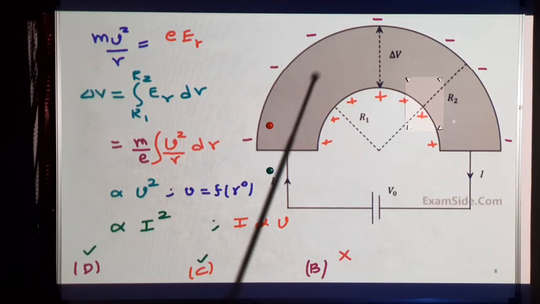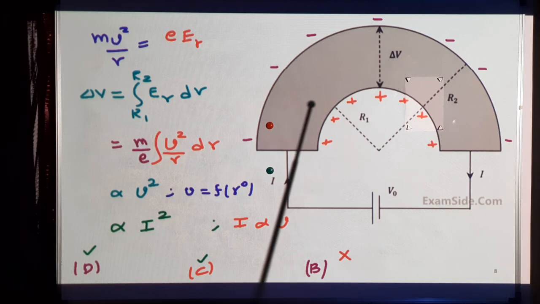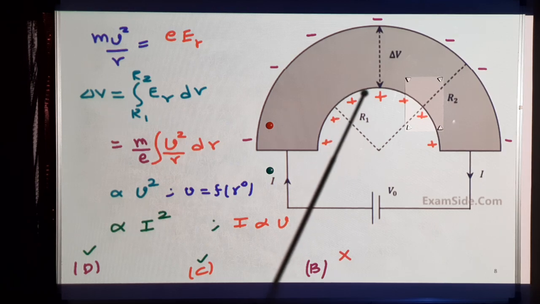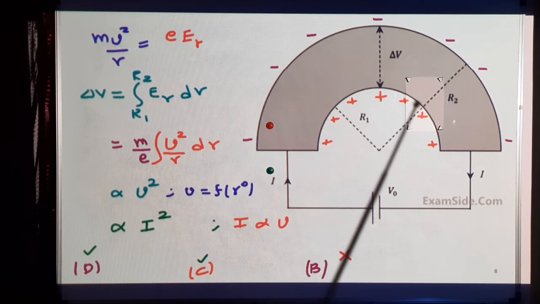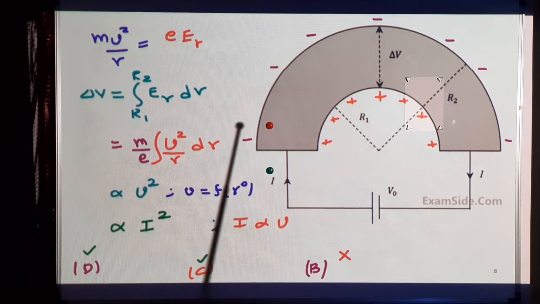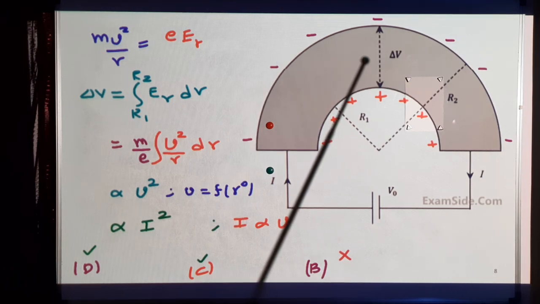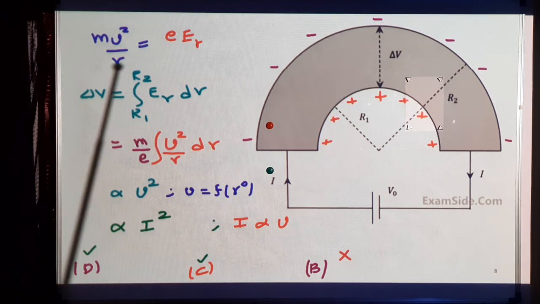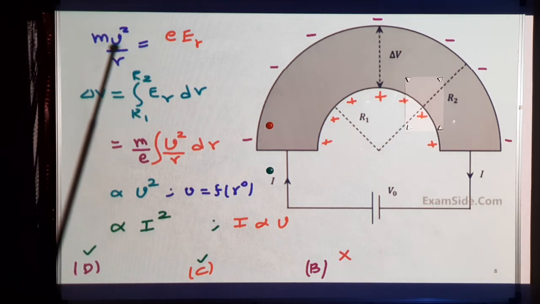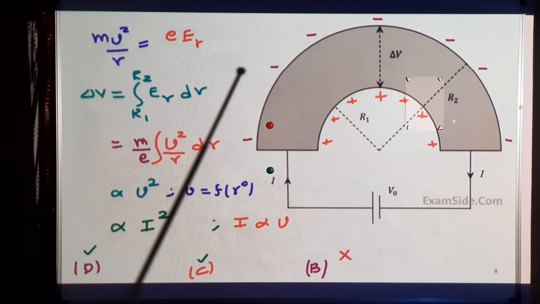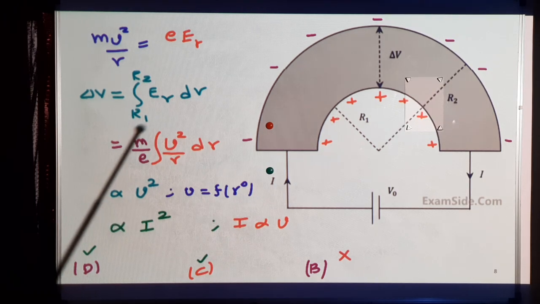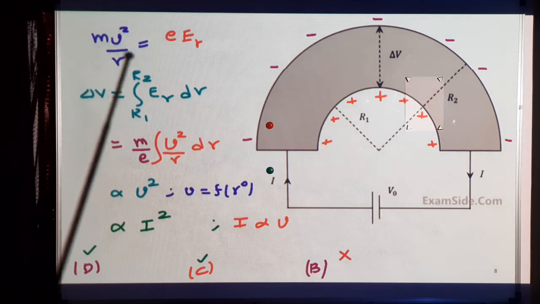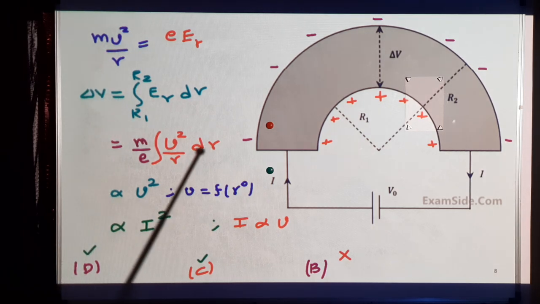And since the current is flowing in this direction, the electron will flow in the opposite direction. So there will be centrifugal force mv square by r that should be balanced by electrical force downwards. So on the inner radius there has to be positive charge accumulation, and on the outer radius there has to be a negative charge. Only then the electron will get attracted towards the center, which will balance the centrifugal force outwards. So in this balance condition, mv square by r equals e into the electric field, which could be a function of r. So from here I get the electric field as m by e into v square by r.